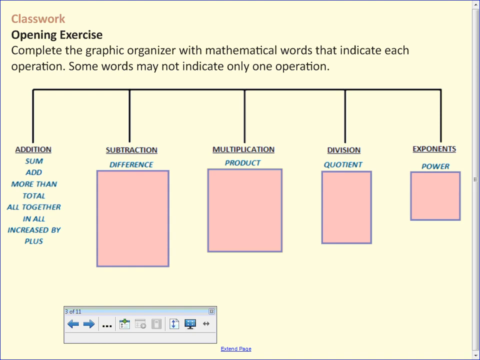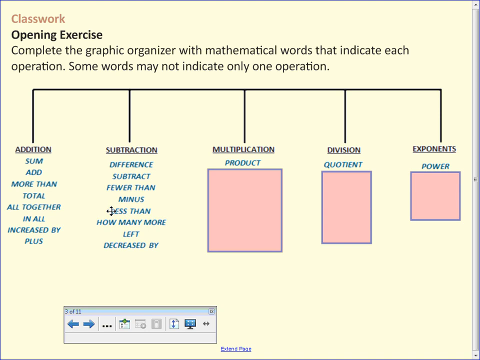And to subtract. So difference would indicate we need to subtract. Some other words, subtract, fewer than, minus, less than, how many more, left, or decreased by. Product, if you saw the word product, multiply, times, every, double, triple, of. We've been saying of over and over again. And as much. Those would all indicate that you need to multiply.